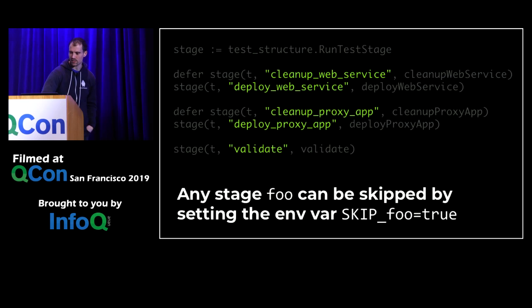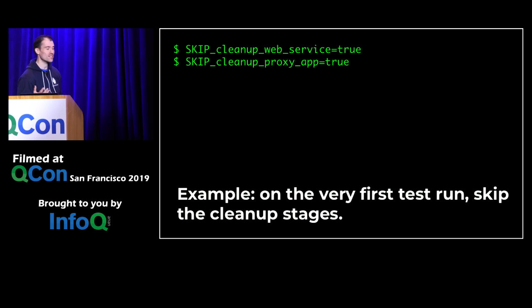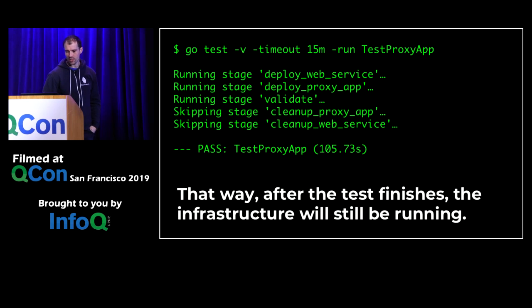So here's how you might use this. You might run that integration test, and the very first time you run it, you tell it to skip the cleanup steps. And so when you run the test, it's going to run deploy web service, deploy the proxy app, it's going to run validate, but it's not going to clean anything up. So those services will keep running in the background. So now you can rerun the test.